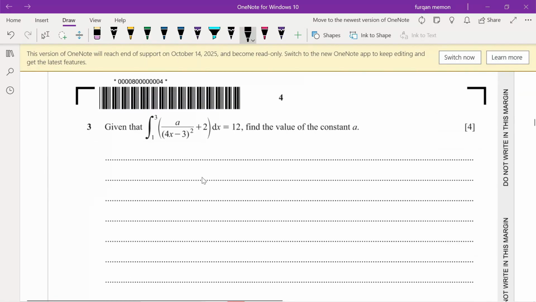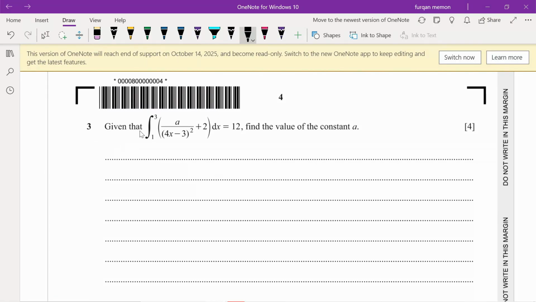Move to question number 3, which says that given that the integration from 1 to 3 of a over (4x minus 3) whole square plus 2 dx is equal to 12, find the value of constant a. Okay, we solve this integration.